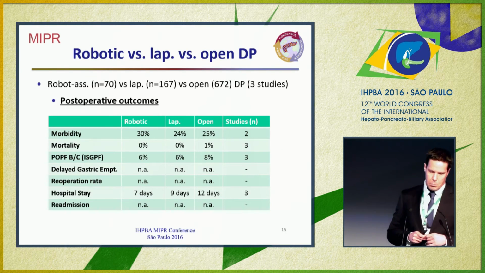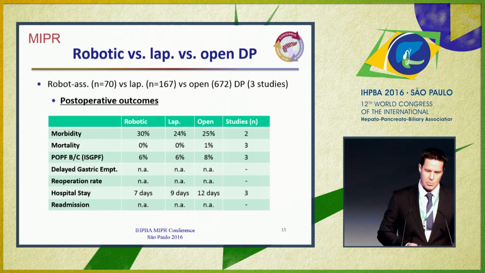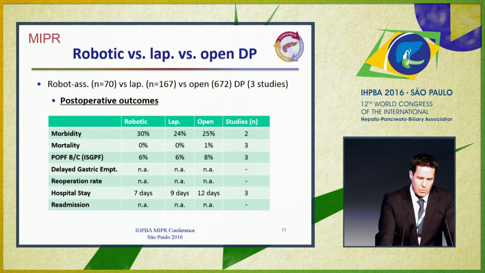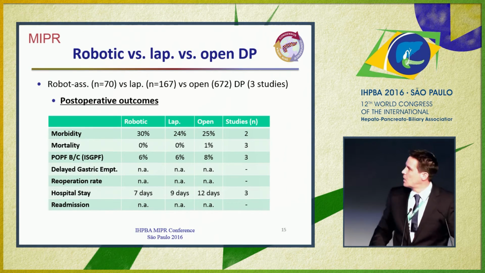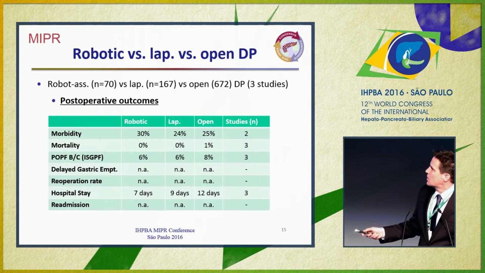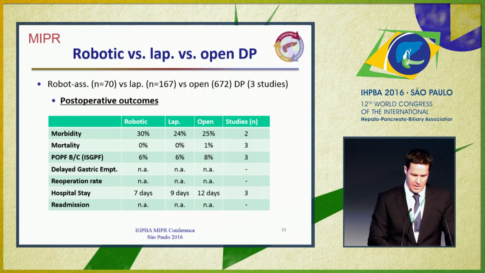So these are the postoperative outcomes, morbidity between 20 and 30%. This is good and plausible. Mortality 0% and 1% in the open group. Fistula rates 6 and 8%. Again, I think this is underestimation. No data for delayed gastric emptying, reoperation rates, and readmission rates. Hospital stay was best in the robotic arm, and worst in the open group with 12 days.